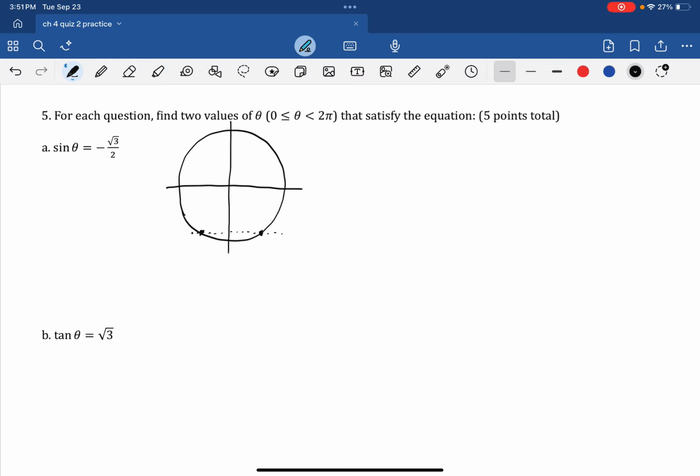And so we know this point here is going to be pi plus another pi over 3, right? You can imagine we're going pi around the circle and then another pi over 3. So that leaves us with 4 pi over 3. This one is basically just going to be 2 pi and then going pi over 3 backwards, right? So that leaves us with 5 pi over 3. So those are going to be our two values of theta.